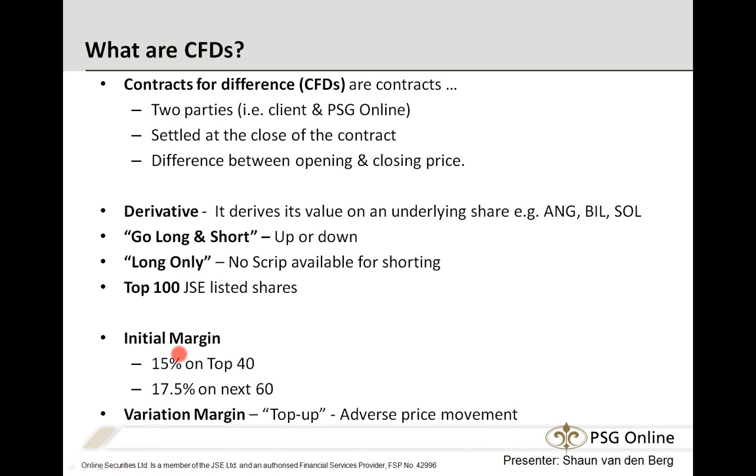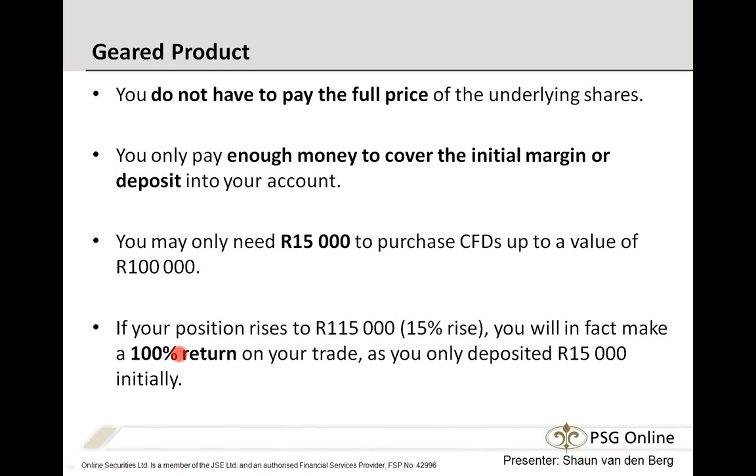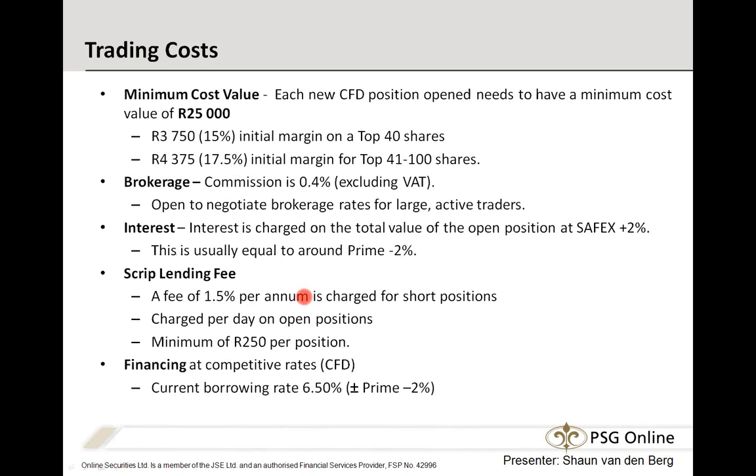Variation margin, as I mentioned just now, is the same as single stock futures, a top up. So you don't have to pay the full price of the underlying share. You put down an initial margin to cover the full outlay. You put down 15,000 rand to have the 100,000 rand exposure. If the share moves up 15%, you make a 100% return. That's very simple on that. Let's move on quickly, guys. We're running out of time.